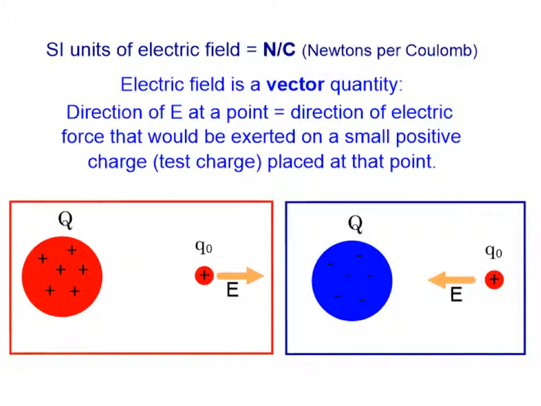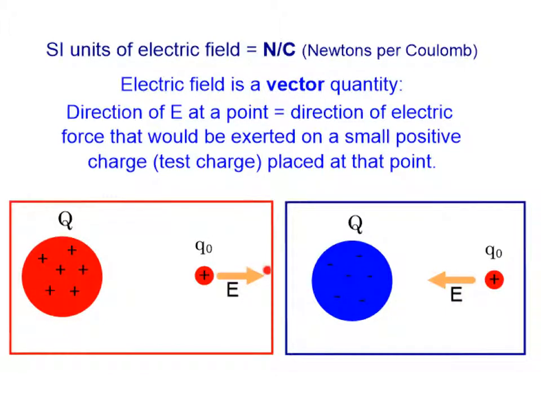And remember that the electric field is a vector quantity. The direction of the electric field strength at a point is going to be equal to the direction of electric force that would be exerted on a small positive charge. We call that the test charge. So Q naught is the test charge placed at that point.